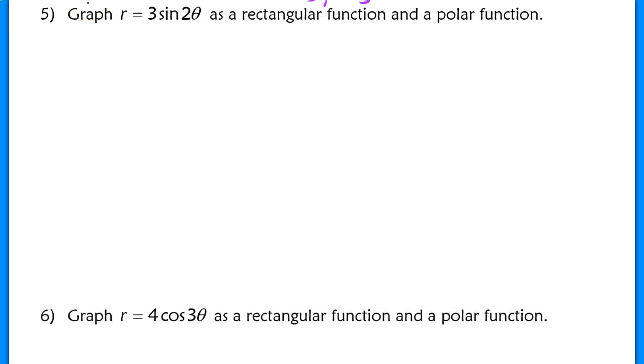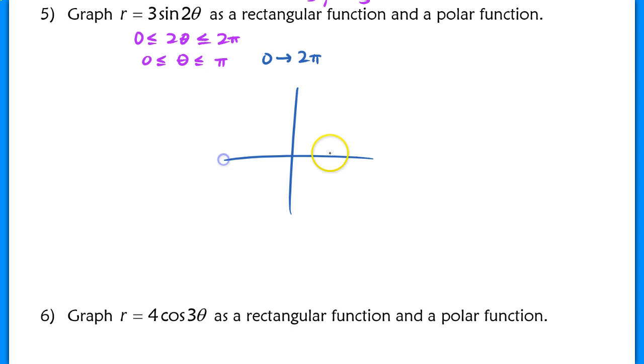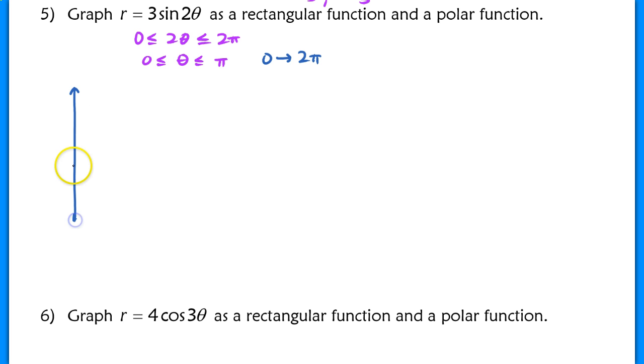Now, when we consider the graph of 3 sine 2 theta, normally what we would do is set 2 theta between 0 and 2 pi, and then solve so you find 1 full period. So we end up with a full period of pi. But remember, when you graph in polar form, you always want to know what happens to theta as it increases from 0 to 2 pi. It's got to go all the way around. So here, we actually get 2 full periods in our graph.